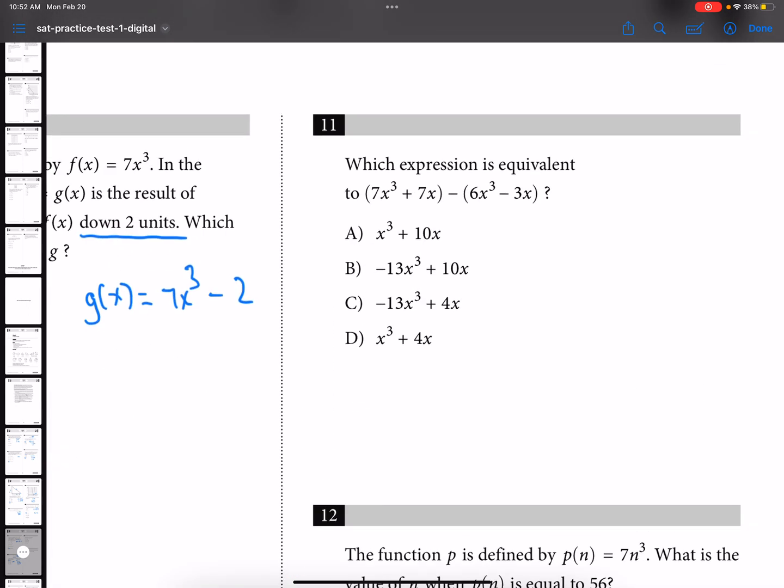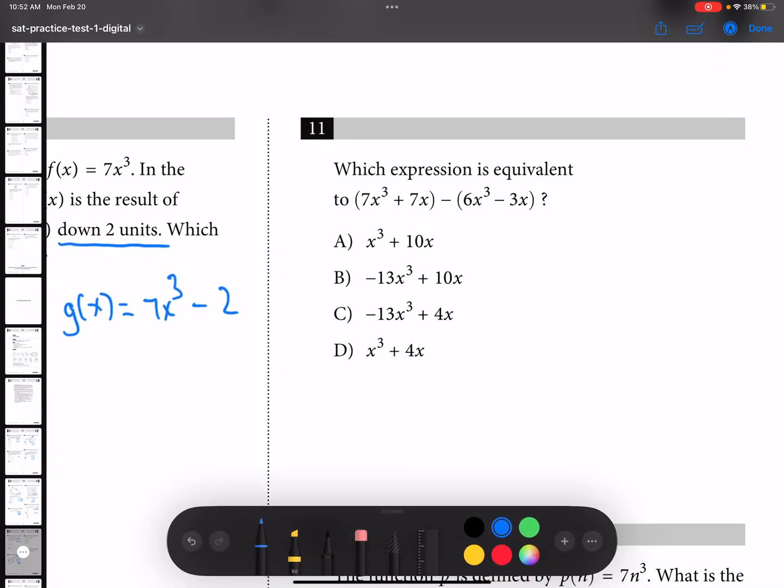All right, number 11. Which expression is equivalent to this? It's basically polynomials, so we're combining like terms. 7x cubed minus 6x cubed would give us x cubed, and 7x minus negative 3x would give us 7x plus 3x, which is 10x. So our answer is A.